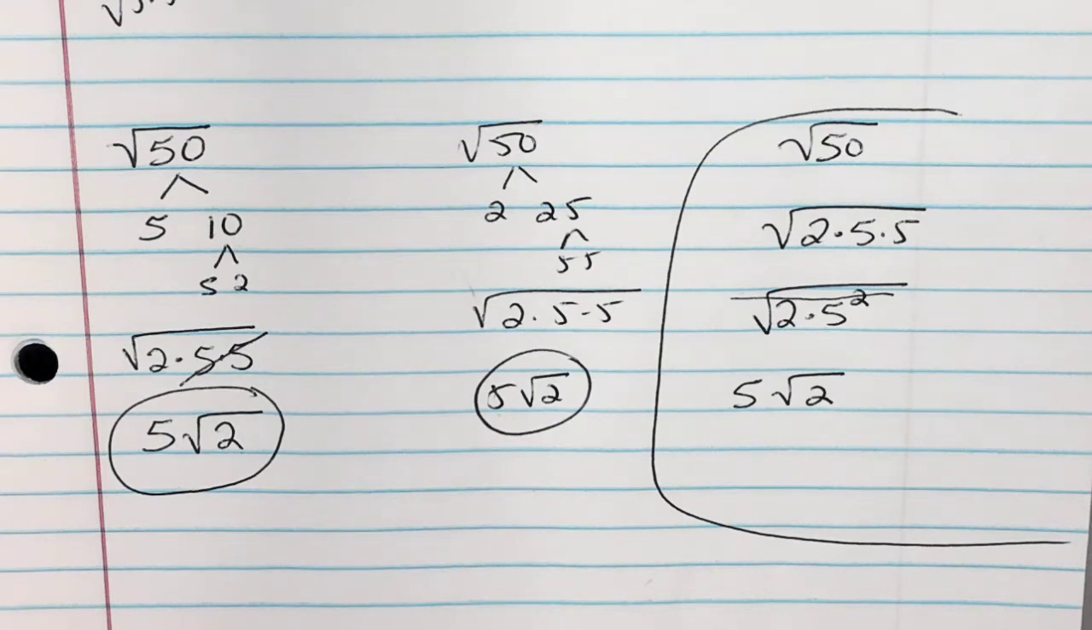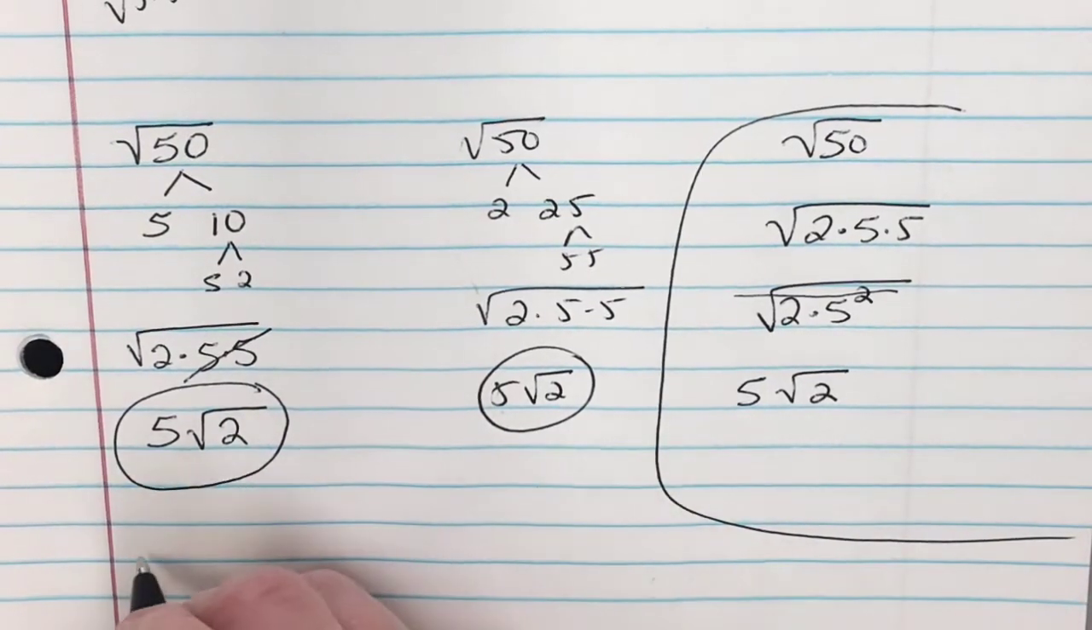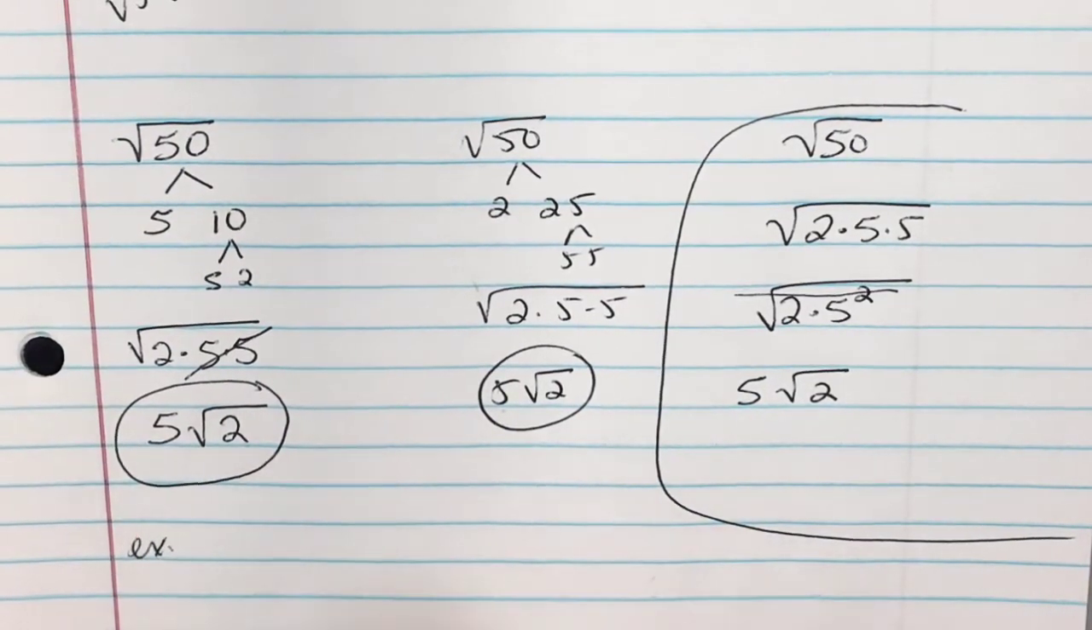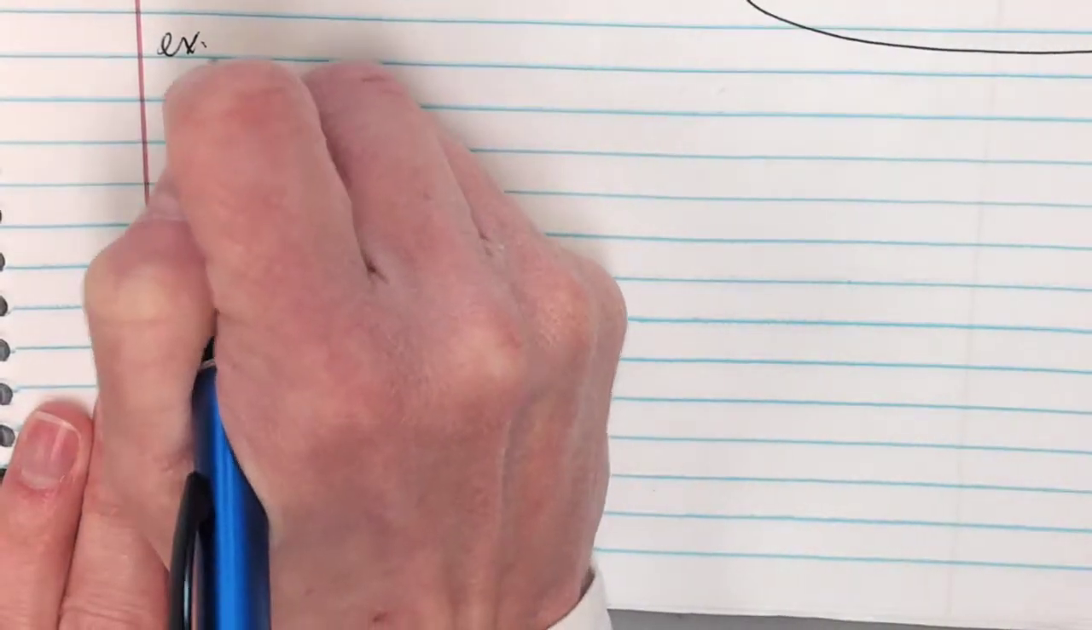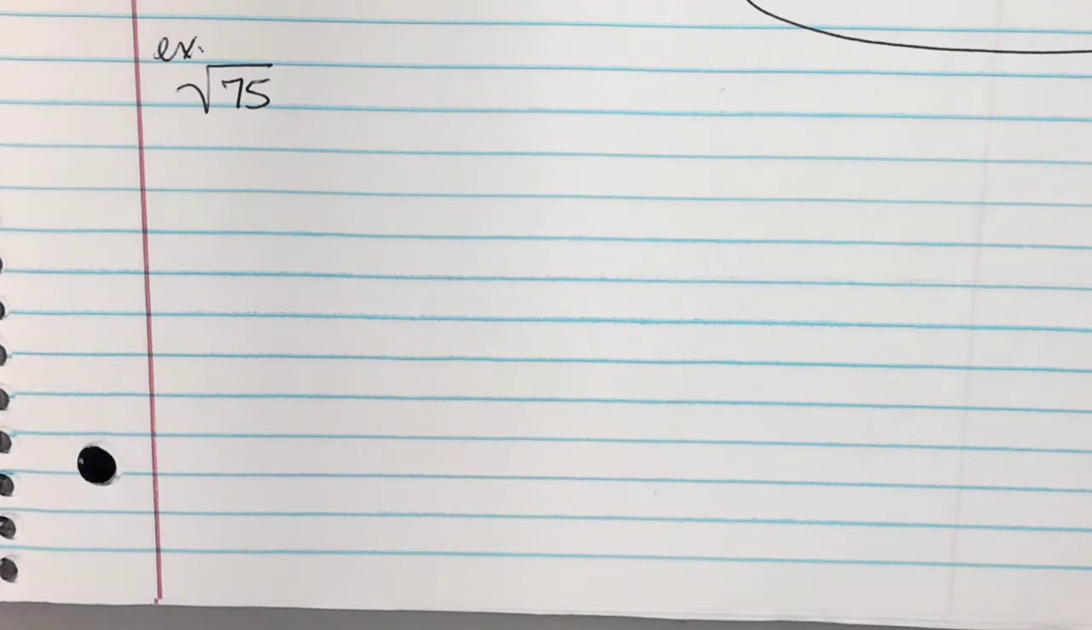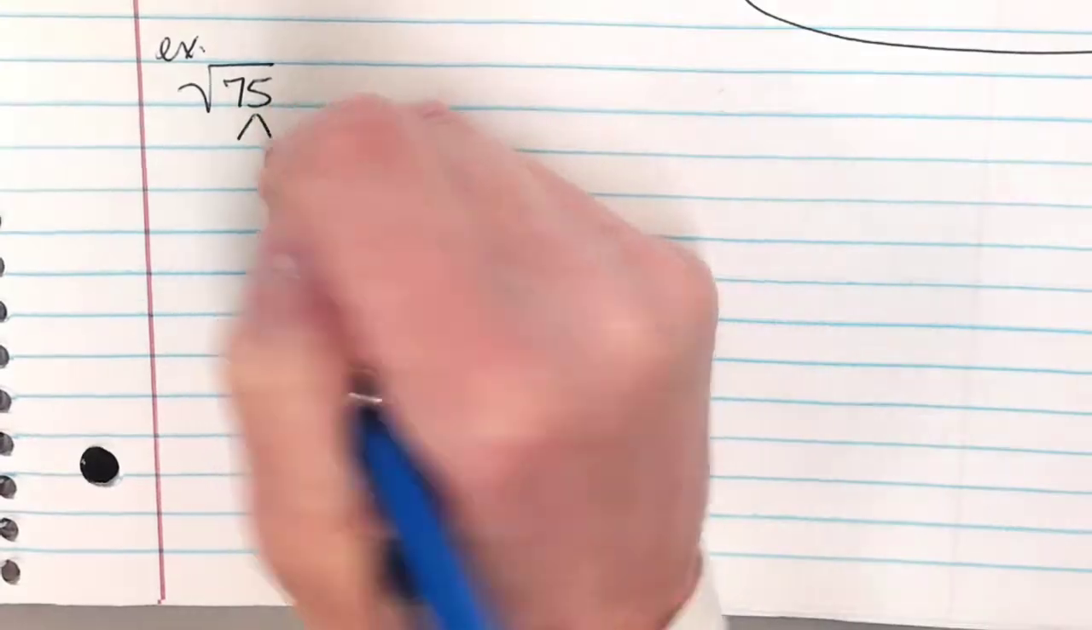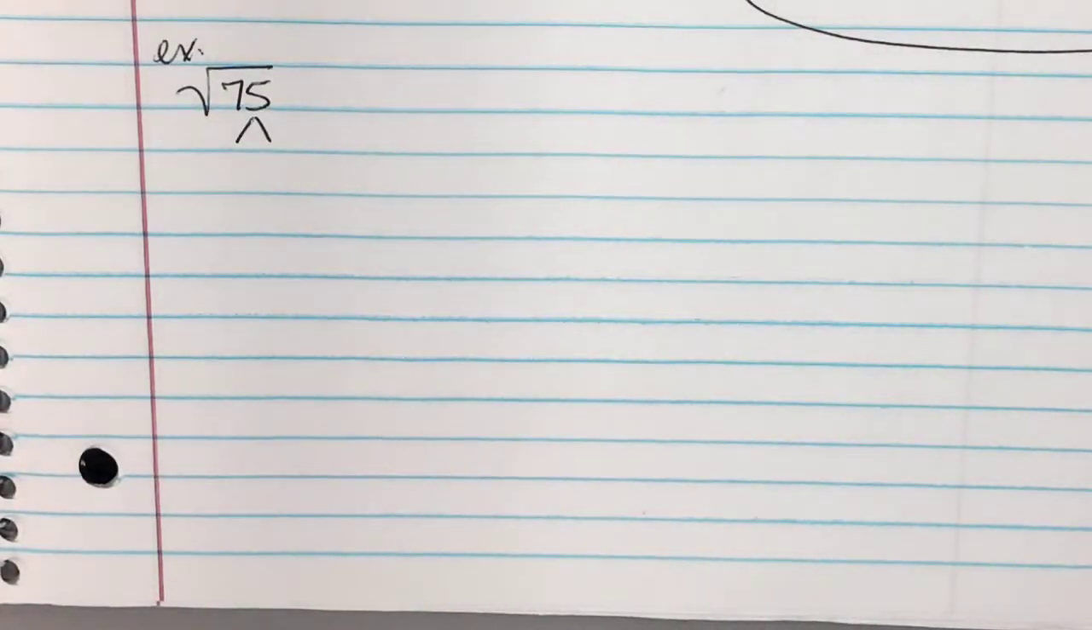Okay. So let's go on to the next one. Let's take a look at, and these are just all a series of examples now, the square root of 75. Okay, I don't know what square root of 75 is. Can you guys give me 2 numbers that multiply to make 75? I know you can.